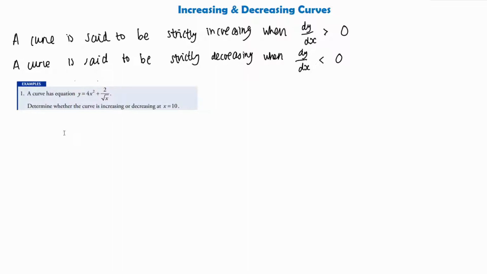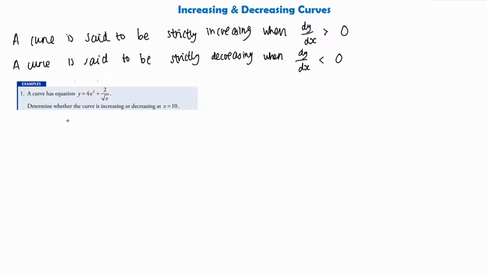So using this definition, we'll do a little example here where we're told a curve has the equation y equals 4x squared plus 2 over the square root of x. And we are asked to determine whether the curve is increasing or decreasing at the value where x equals 10. So, as we know, it's strictly increasing if the derivative is greater than 0, or decreasing if it's less than 0, so we know we're going to have to work out the derivative. So let's work out the derivative dy by dx of this curve.